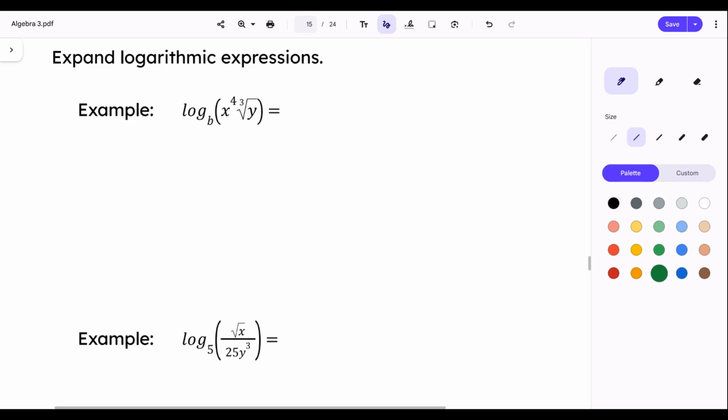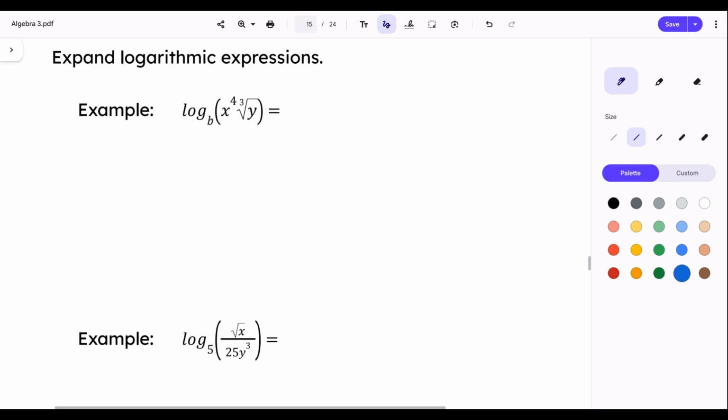So this first example here, I've got log base b, and then in the parentheses it says x to the 4th power, and then the cubed root of y. Okay, so what I'm going to do first is try to apply either my product rule or my quotient rule. Since the quantity is on the inside of the parentheses, there's no fraction bar. That means no division is happening. It looks like just multiplication is going on. I'm going to start with my product rule to separate these out and put a plus sign in between them.